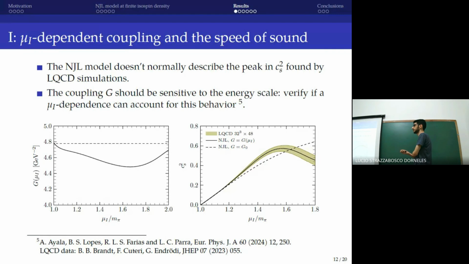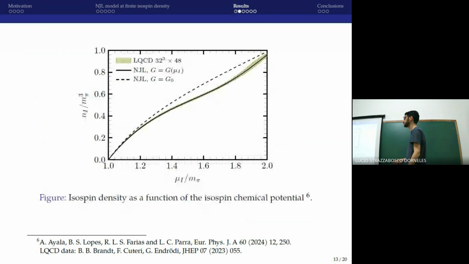So I mentioned that the NJL model doesn't reproduce the peak in the speed of sound. This behavior is found by lattice simulations. The usual result of the NJL model is a monotonic curve here, always increasing. But we know that the coupling of the model should be sensitive to the energy scale, and we wanted to see if a mu I dependence on this coupling could account for this behavior. So the answer was actually yes. If you have this behavior in the coupling, you can reproduce the lattice data. And this behavior can be traced to the isospin density, which has these changes of curvature here, and these changes of curvature are reproduced in the coupling.